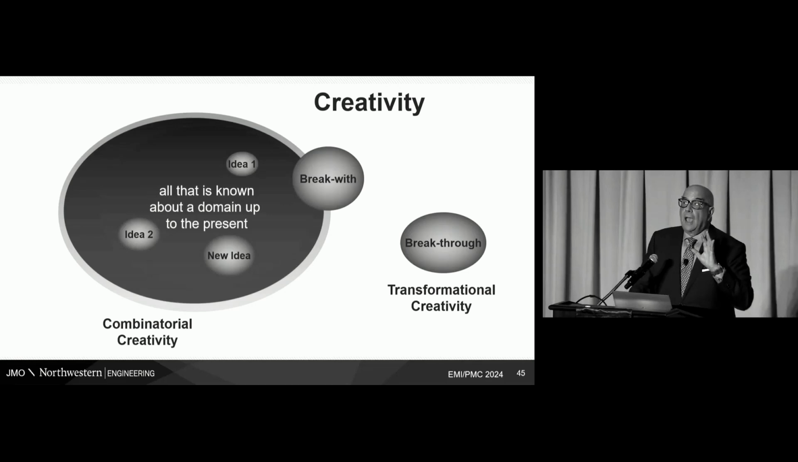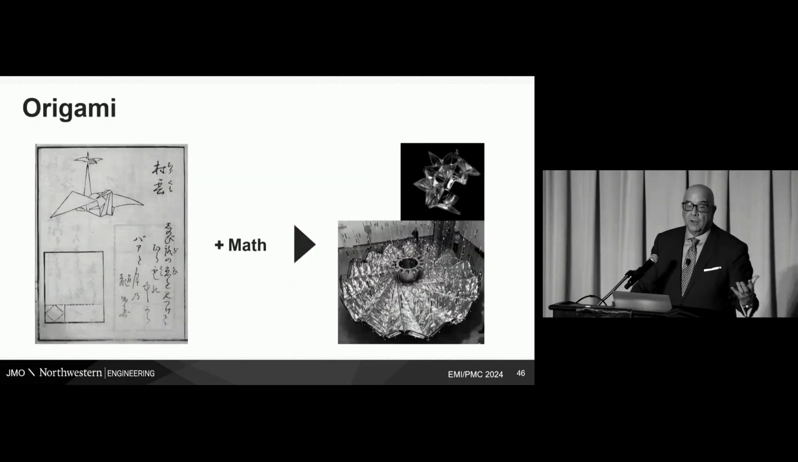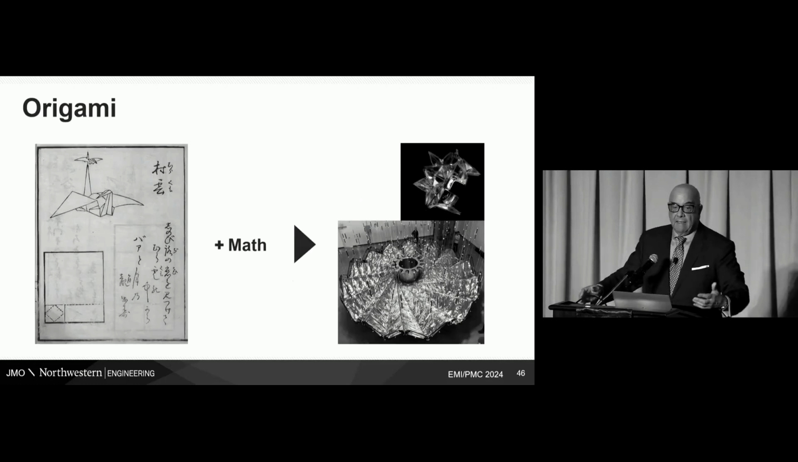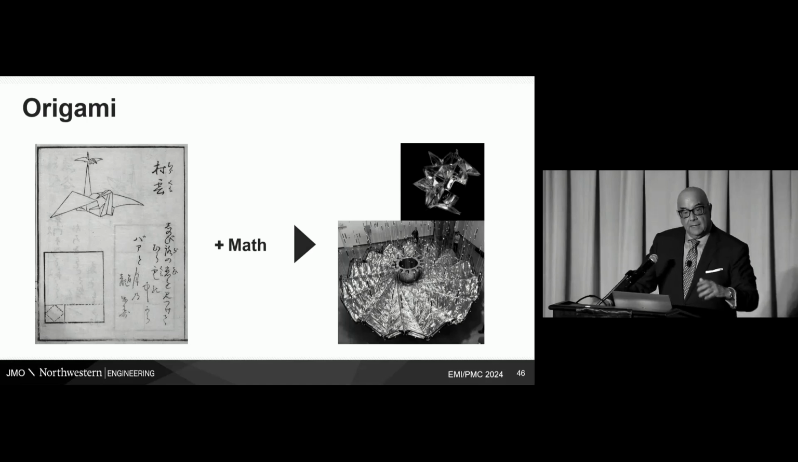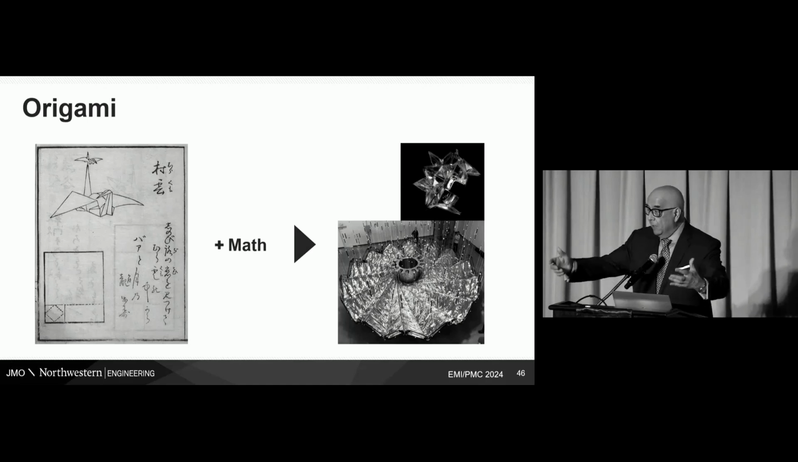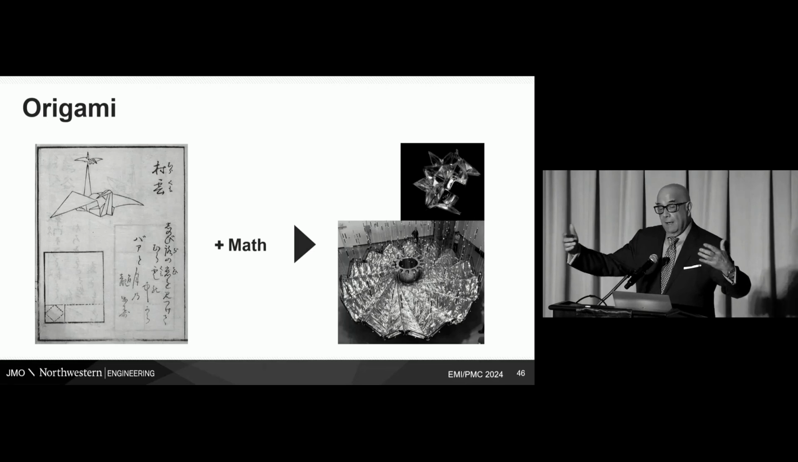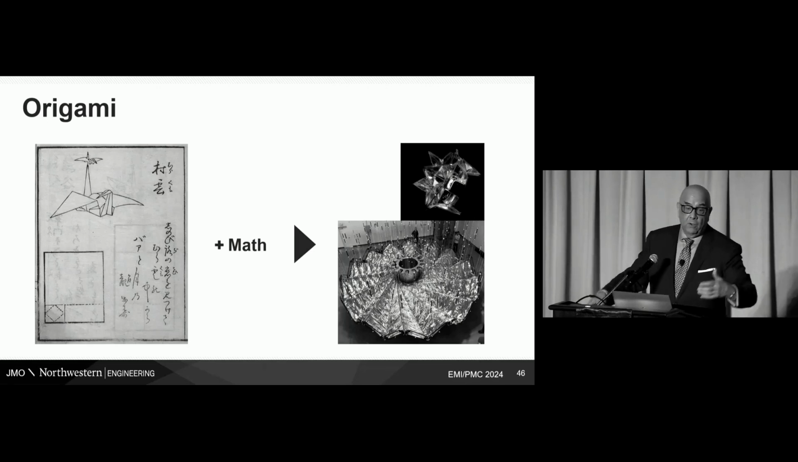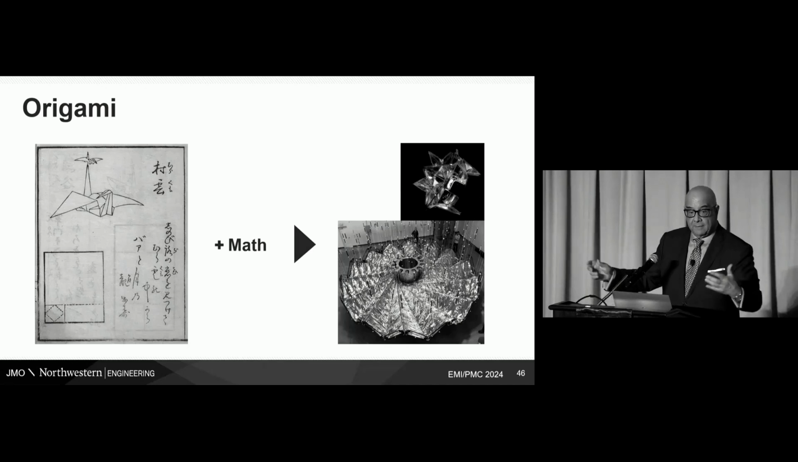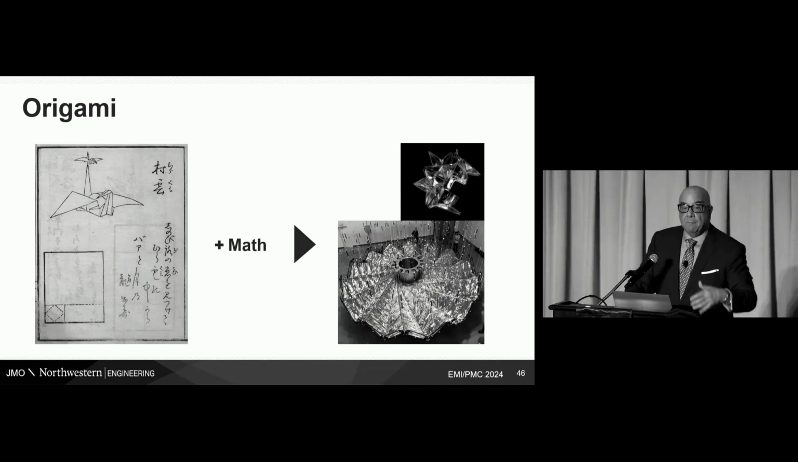So let me give you two examples, and these are things in which you will know more than I do, but things that have been lying in there in this set, but it took someone to see it with different eyes to create something new. One is origami. It has been there for 1,000 years until people put math on it, and then at some point you have something that is called origami engineering, and you have ideas that can be deployed for aerospace applications and so on and so forth.